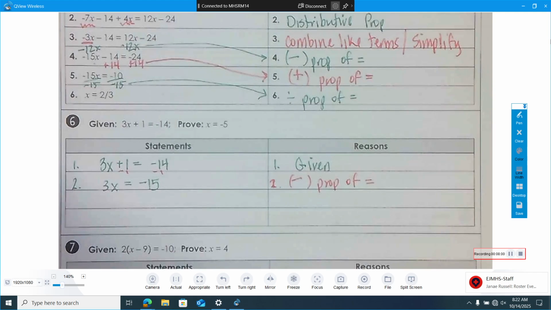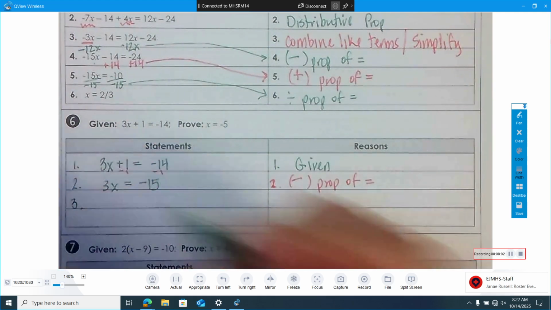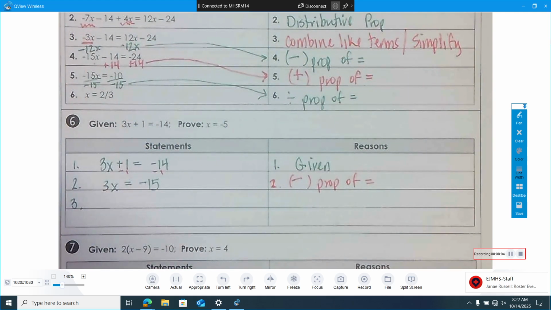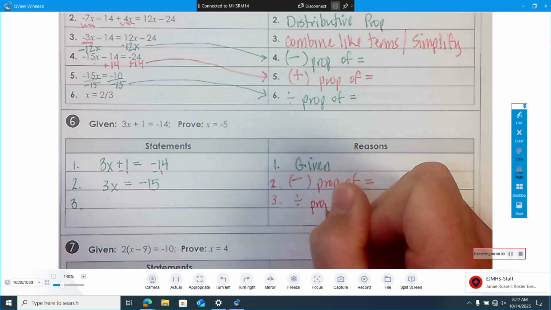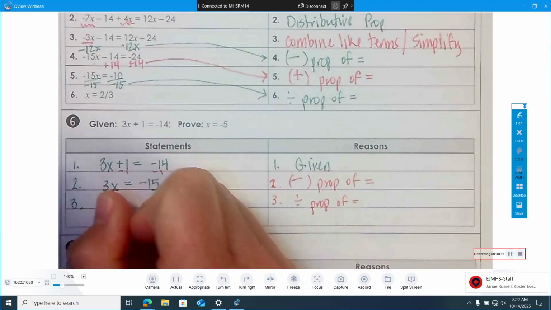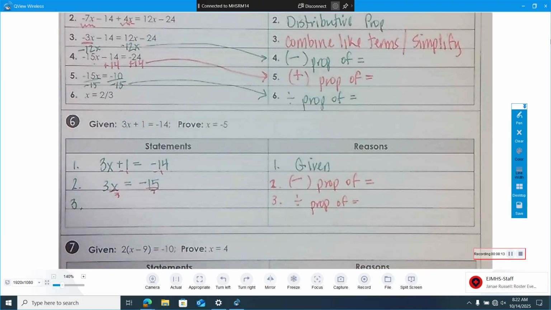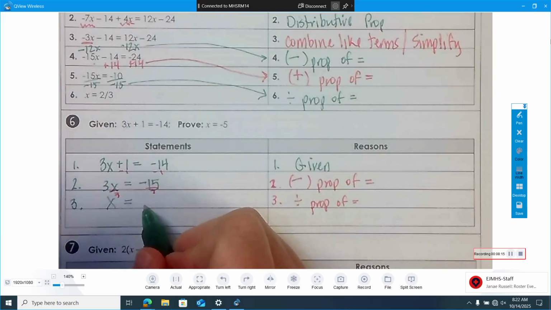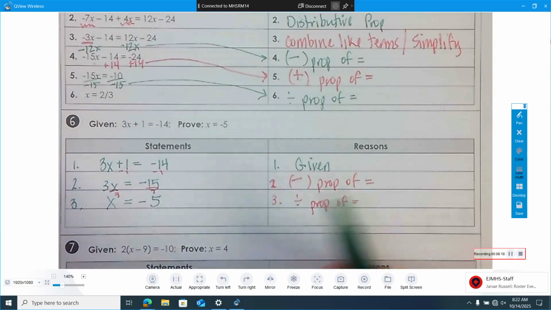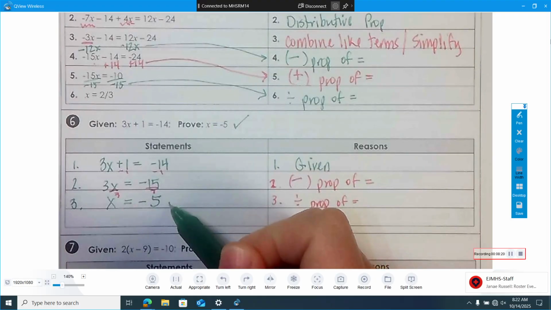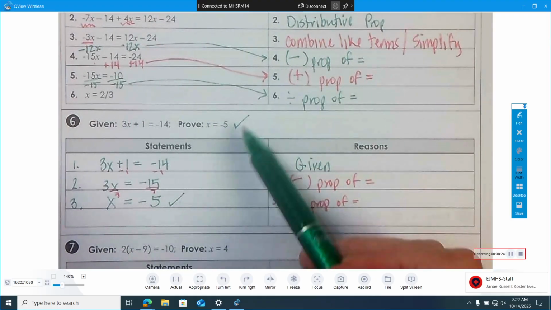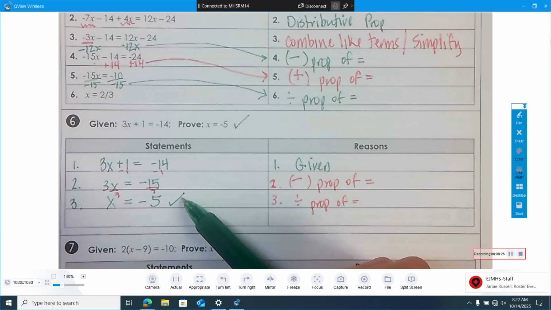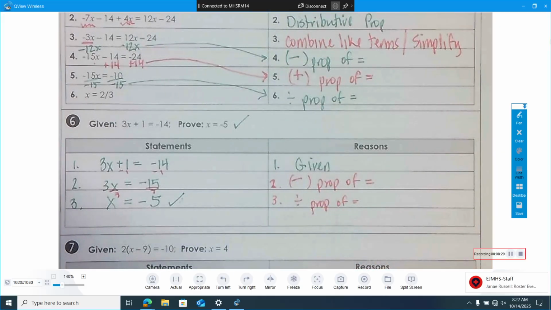All right. And then our third step, what are we going to do to get x by itself? Divide. Yeah, divide. We're going to use the division property of equality. We're going to divide both sides by 3. And so we get x equals negative 5. And do our proof statements match? Yeah. So again, it's really important that you double check. Am I exactly how they want me to be? I'm not spun around, right? So you have to be really, really exact there.